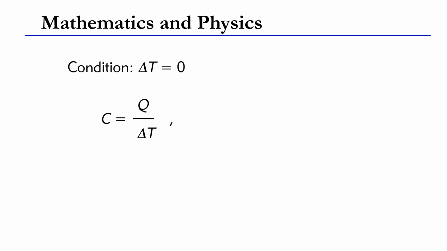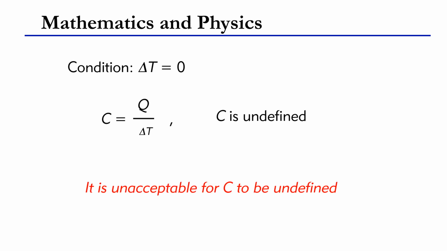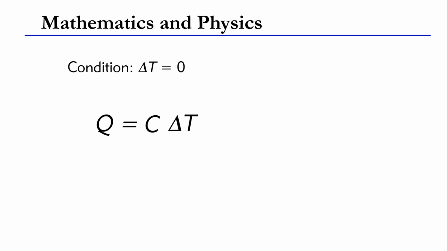In the last video, I asked you what happens when delta T equal to 0. If you put delta T equal to 0 in C equal to Q over delta T, you may end up with a conclusion that C is undefined. This is unacceptable because heat capacity always has a well-defined value. The proper way to deal with this problem is to write the equation as Q equal to C times delta T. Since the question does not mention another object, C is a constant.